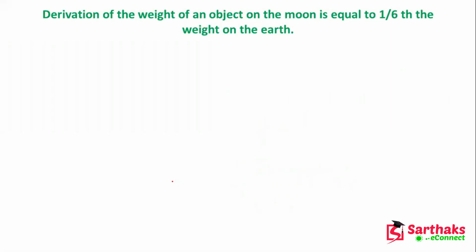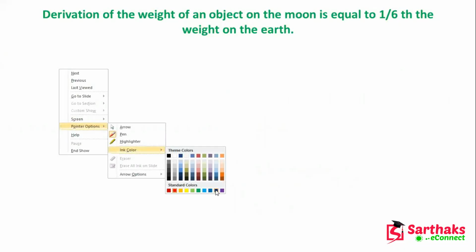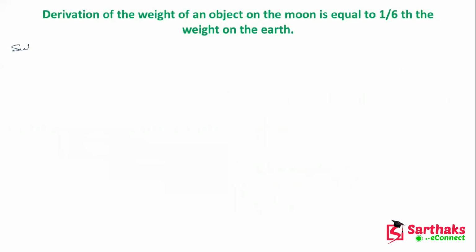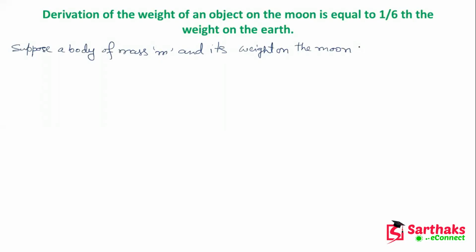Here let me derive this. Suppose a body of mass m, the mass of the body is m, and its weight on the moon is Wm.